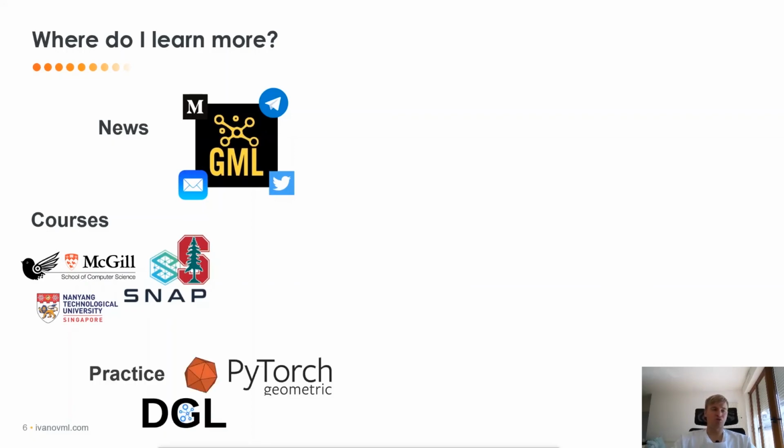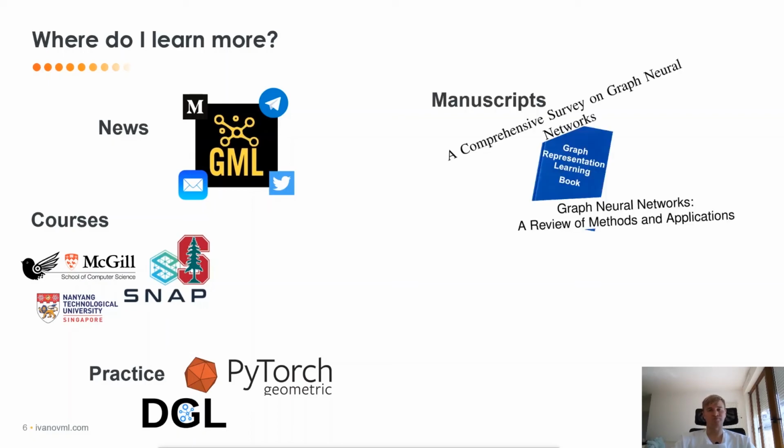Now, if you want to get a little bit more practice, there are different Python libraries that people develop. The two most popular are DGL and PyTorch Geometric. Those have some tutorials, so you can always pick those and go through tutorials and learn more about how you can design your own GNN model.